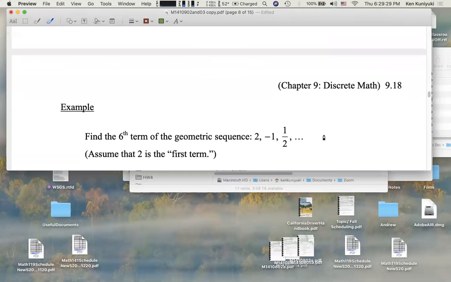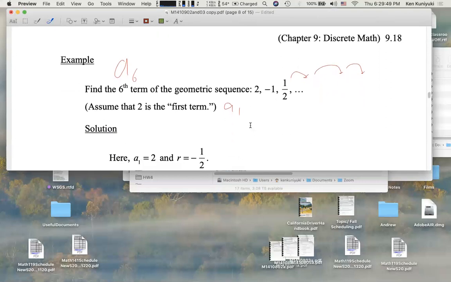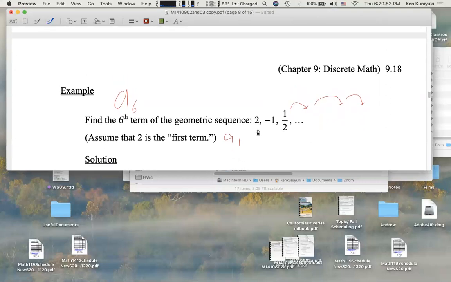Okay, example, find the 6th term of this geometric sequence. Although this you could do brute force, boom, boom, boom. I guess we can check our work that way. Assume that 2 is the first term, a sub 1. So we're given a sub 1, we have to find a sub 6. A sub 1 is 2. And what's the common ratio? Here, it's not as clear as before. But think clearly, think logically. You can go a sub 2 over a sub 1. What's that? It's going to be negative 1/2. Or perhaps even easier, a sub 3 over a sub 2, 1/2 over negative 1. Well, that's negative 1/2. That's even easier.